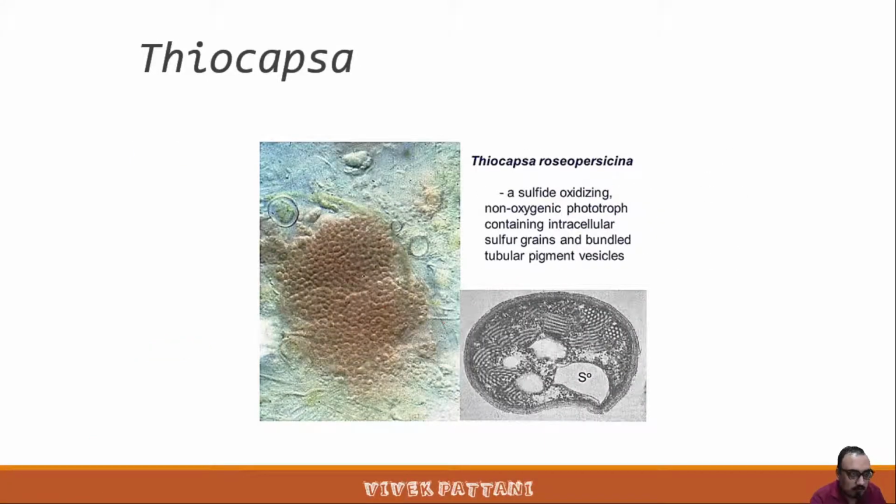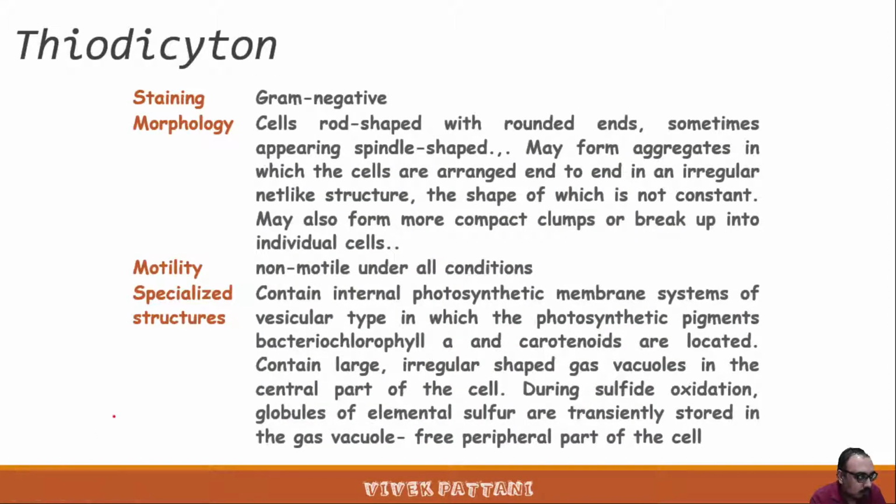sulfate. Now this one is a photograph of Thiocapsa roseopersicina, a sulfide oxidizing non-oxygenic phototroph, which contains intracellular sulfur granules and bundled tubular pigment vesicles. Now this is a photograph of a colony of Thiocapsa, and this one is a photograph of a cell of the Thiocapsa, where you can see the sulfur granule.